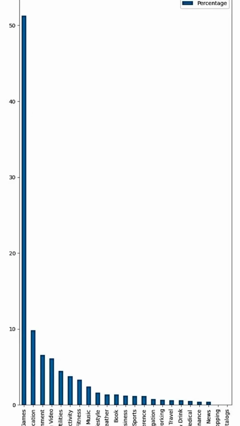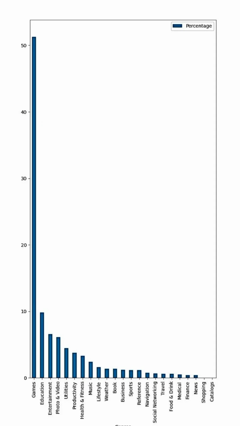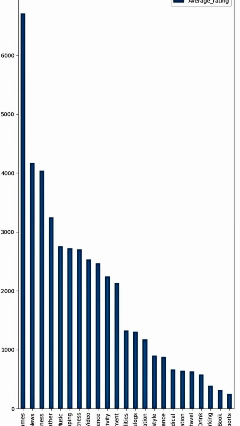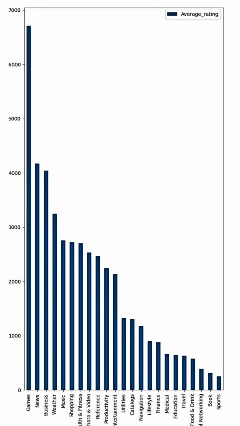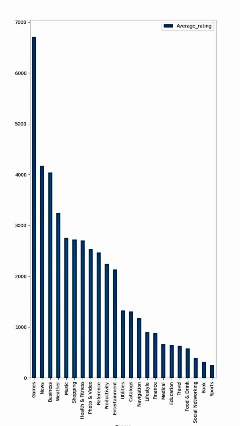From this chart, which is for percentage for the non-free apps, we can see the gaming genre has the longest bar, while for the shopping and catalog genres, those are non-existent. For the average rating chart, it's still the gaming app that has the longest bar, while we have books, then sports as the least used apps for the non-free apps.